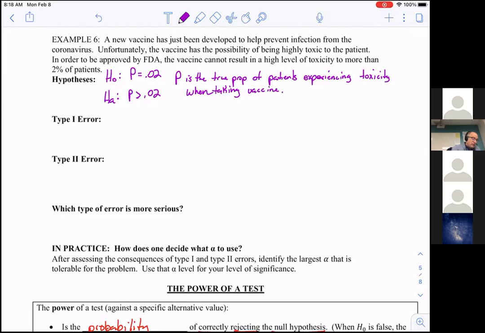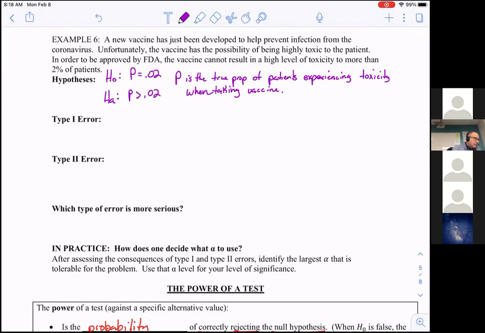We wrote this question last February. In this case we could also talk about the proportion of people that have bad reactions to the vaccine. I don't know why I popped that in there. Let's just move on. Type 1 error.